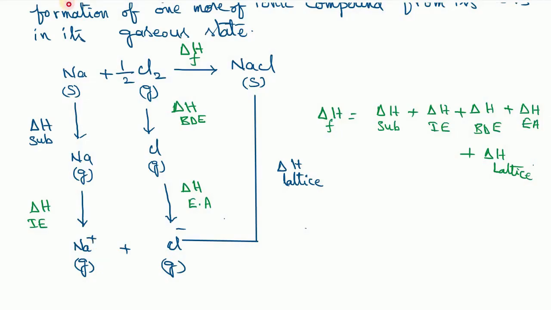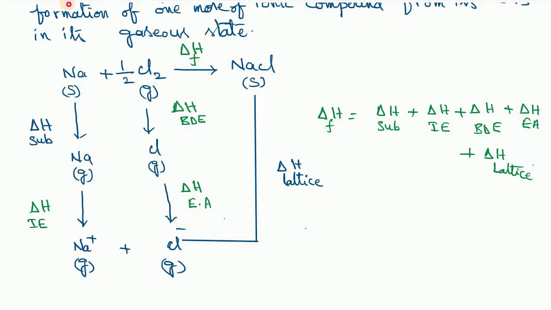When chlorine, having a covalent bond, we have to break the bond. That's why it is called bond dissociation energy. Now this chlorine will gain one electron, forming chloride ion. That is called electron affinity.